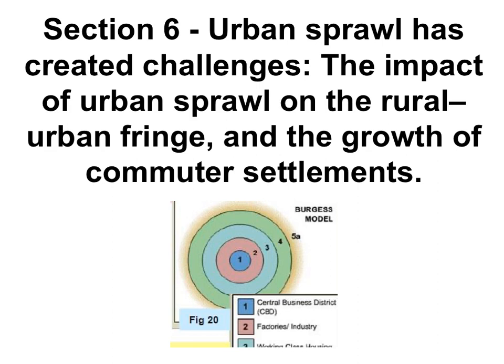Before we start this topic, we're going to do a little bit of background information, some geography stuff. Section 6 is all about urban sprawl. Sprawl is about something getting larger and expanding, and the challenges it's created. So the impact of urban sprawl on the rural-urban fringe. Rural is to do with countryside, urban is to do with towns and cities. And of course the word fringe is to say edge. And it's the growth of what's called commuter settlements. So that's where a commuter is someone who lives somewhere and then travels to work somewhere else.